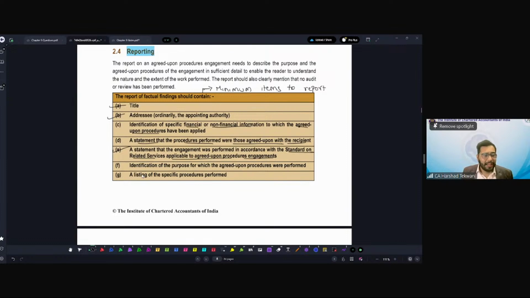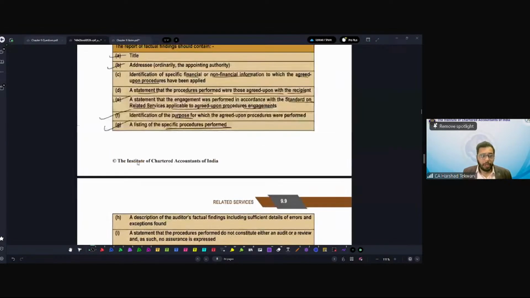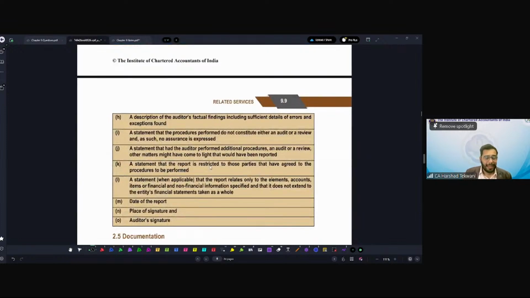Then identification of the purpose for which the agreed upon procedures were performed. Now, the purpose of the engagement, you have to identify in your report. Then listing of specified procedures, what procedures you have performed. Then description of actual findings, including details of errors and exceptions, whatever you have agreed with them to perform. Whatever outcome is there, you have to specify that outcome.